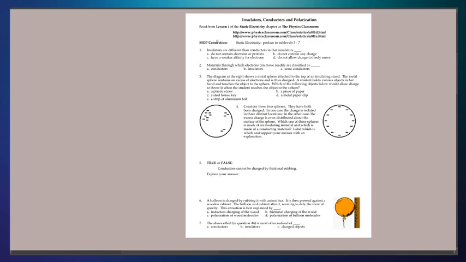Now, this is page 7. This starts on page 7 in the worksheet, and we're going to look at first insulators, conductors, polarization. Once I mention what insulators and conductors are and what is polarization, then you can try pages 7 and 8. So pages 7 and 8. All right.